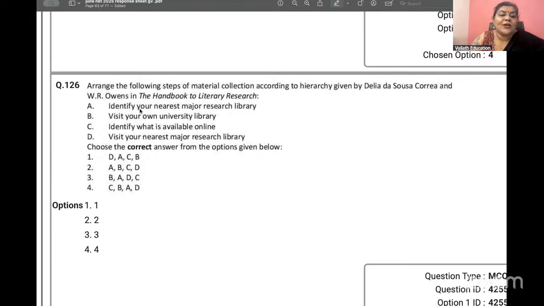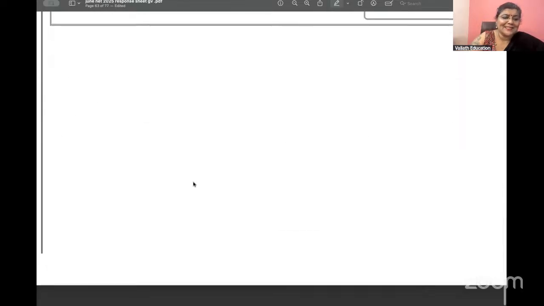Or C can also come after B. Either CBAD or BCAD. CBAD you should type, you should choose. But they have given this answer. Maybe that is wrong. I would say this is the answer. What is available online? Then visit your university library. I don't know what these people said, but common sense says like this.